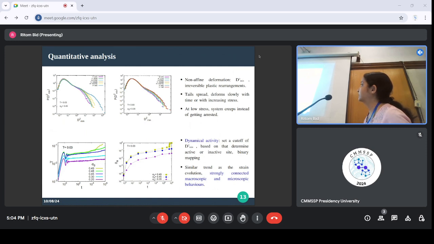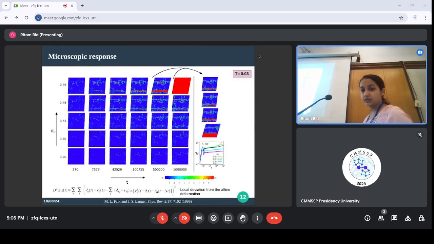Now we have studied the distribution of this non-affine deformation at two different stress values. This primary peak indicates the glassy behavior, and the spread in the tails indicates the system is creeping. And at lower stress value, this spread still exists. That ensures that, unlike the thermal system, the strain is not getting arrested here, but the system still creeps very slowly.